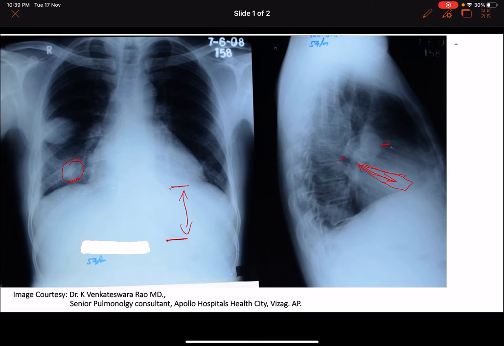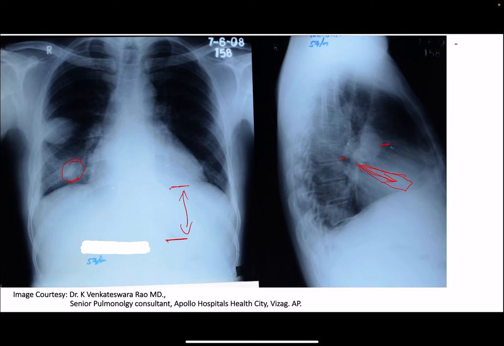So what are the differential diagnoses? And also the main thing is there is a cardiomegaly here. There is a clear-cut cardiomegaly. The cardiothoracic ratio appears around 60-65% in the PA view. So whenever there is a cardiothoracic ratio of more than 50% in the PA view or more than 60% in the AP view, that is cardiomegaly.